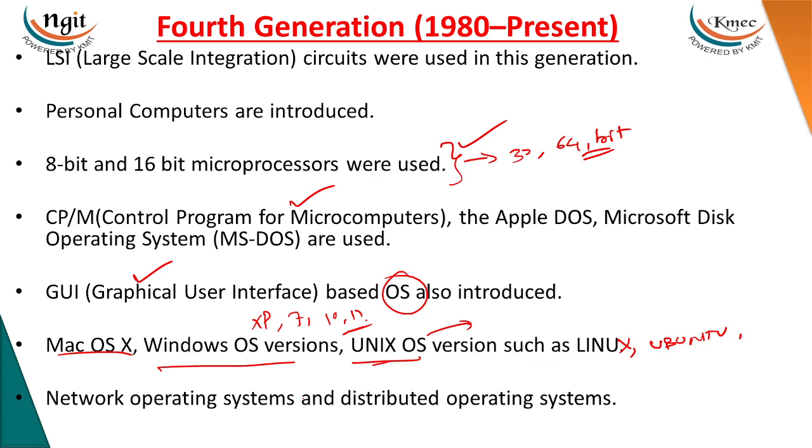Then the most widely used system architecture in the fourth generation is networks and distributed computing. That means the data will be distributed in several places, and data can be accessed from anywhere in the world. So they introduced two operating systems called network operating system and distributed operating system. These are used in the client server paradigm. In the client server paradigm, we use network operating systems and distributed operating systems.